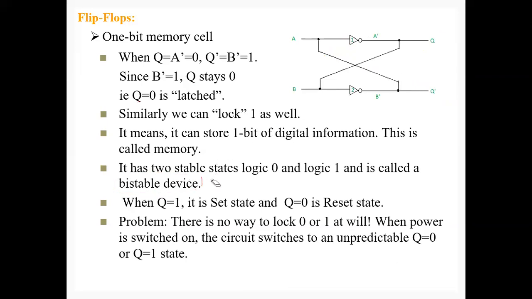So when Q equals 1, that state is called the set state. When Q equals 0, this state is called the reset state. Reset, not rest. So when Q is 1, you will get 0 here. When Q is 0, you get 1 here.